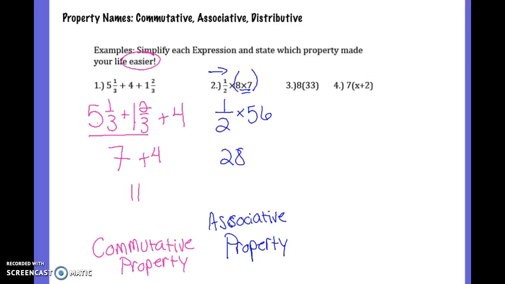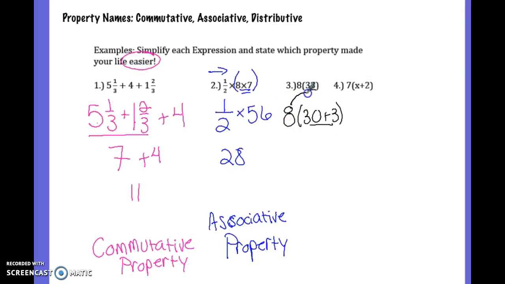Now for number 3, 8 times 33 is pretty tough. But I bet I could break up 33. What are easier numbers to multiply? Well, I think it's easier to multiply 30 plus 3. Isn't 30 plus 3 equal to 33?